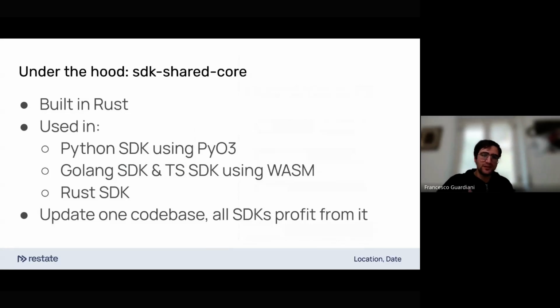And why did we do this? Well, I hope it's very clear: you just update one code base and then the SDKs profit from it. Just to give you a very simple example, yesterday a colleague of mine noticed that there is a bug, in how we notify an error in the SDK. I updated the shared core, and then I just did a patch release of all the SDKs, and they essentially got the bug fixed. So that's pretty useful.